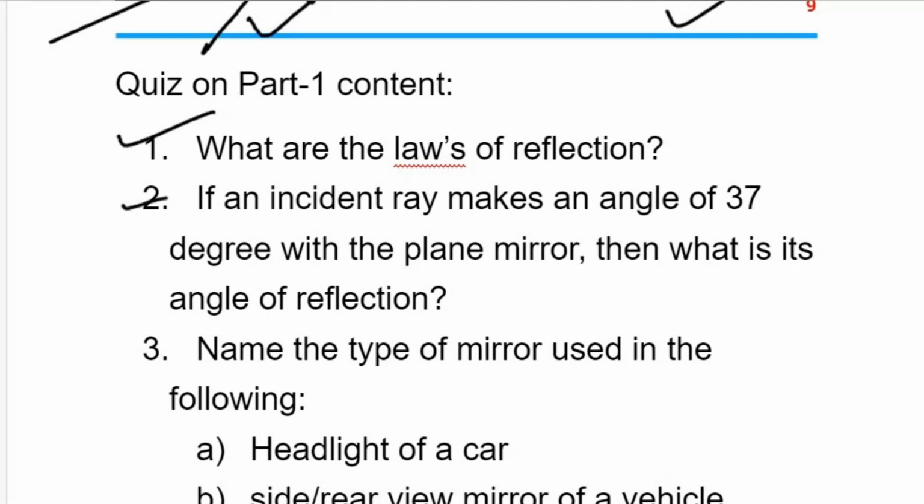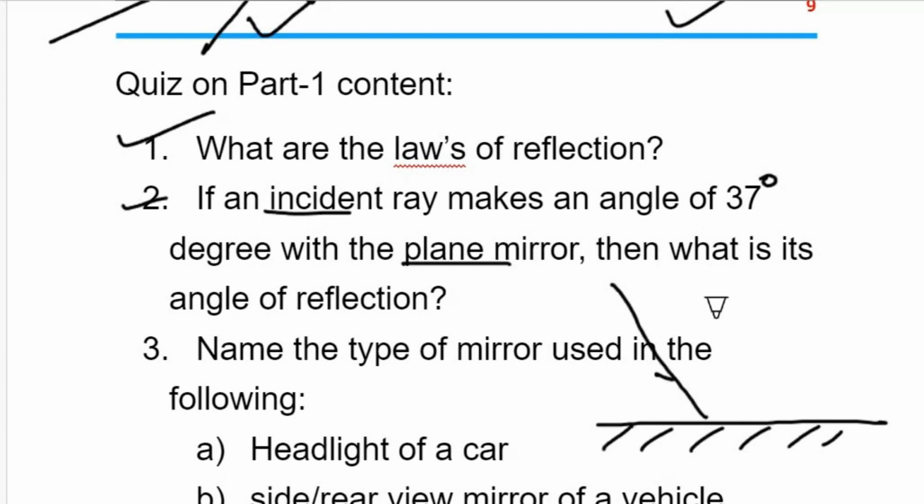Second question, if the incident ray makes an angle of 37 degree with a plane mirror, then what is angle of reflection? For that, let us draw a plane mirror. So this is the plane mirror and this is the incident ray. If this is the incident ray at point of incidence, we have a normal. So this is the normal at the point of incidence and this is the reflected ray. So the arrows indicate incident ray and reflected ray.